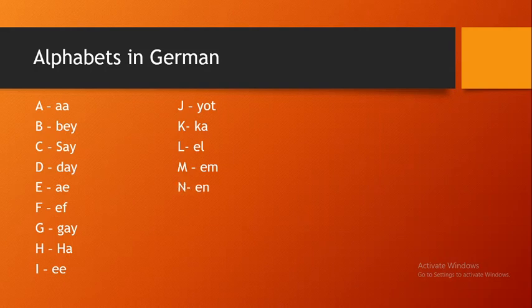The pronunciation is the same. N as "enn". So M and N are basically the same thing with the same pronunciation. O as "oh". P as "pay". Q as "koo". R as "err". S as "ess". T as "tay".